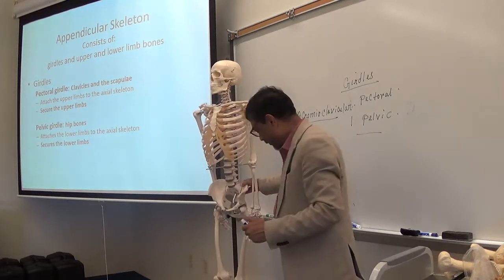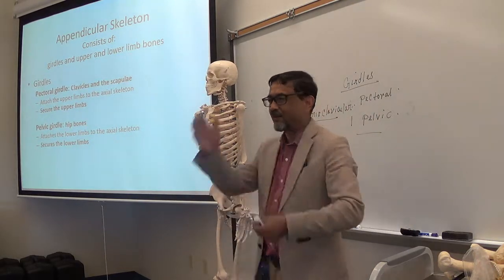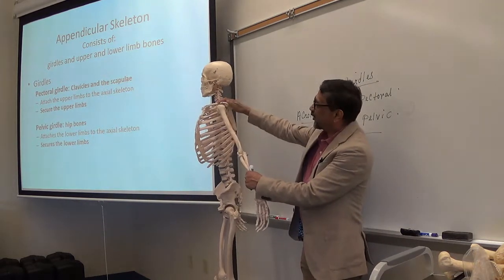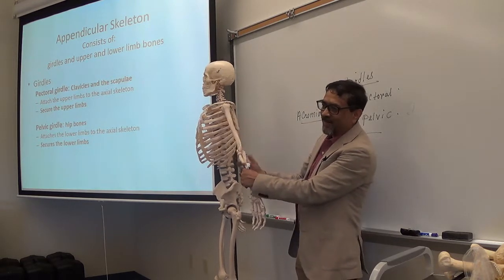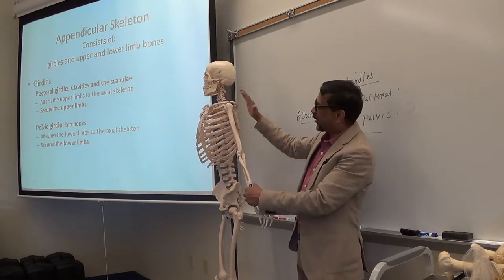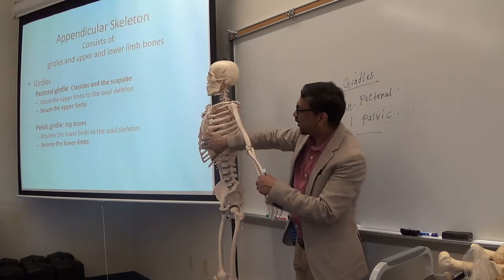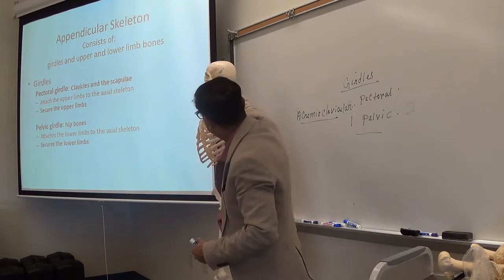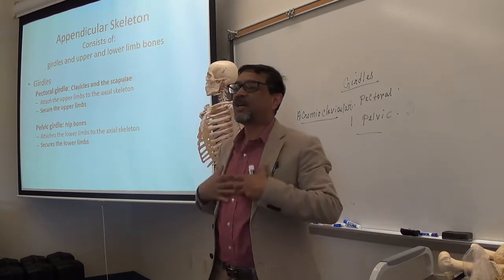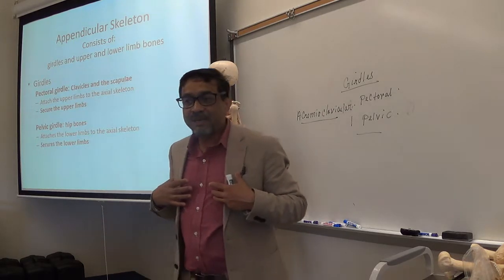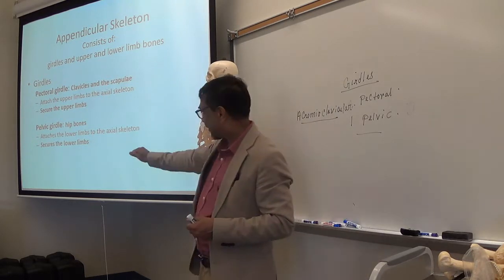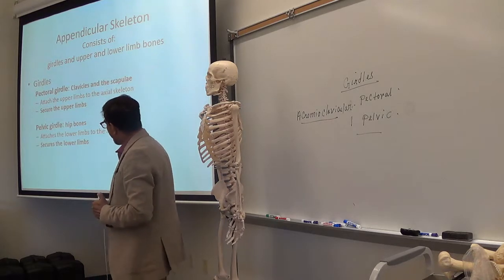How many? Two. This is one, this is another. Pectoral girdle does what? It holds the upper limb and attaches the upper limb bones to the trunk of the body. So this is the part that is connecting the upper limb bones to the trunk of the body. And by doing that, the girdle is securing the limb, so it will not get detached easily. Okay, so that's the pectoral girdle.